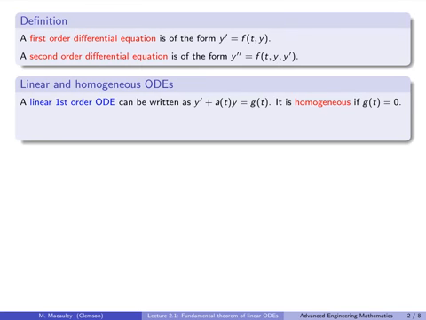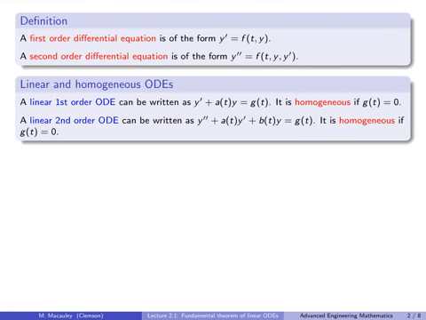So we'll start with the first order case. A linear first order ODE can be written as follows: y prime plus a of t times y equals g of t. It is, moreover, homogeneous if g of t equals 0. Similarly, a second-order linear ODE can be written as y double prime plus some function a of t times y prime plus b of t times y equals g of t. And it is homogeneous if g of t equals 0.